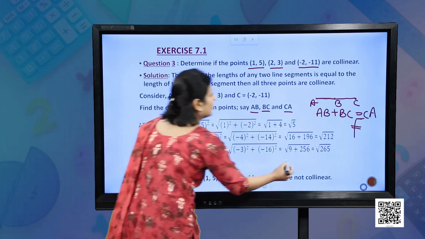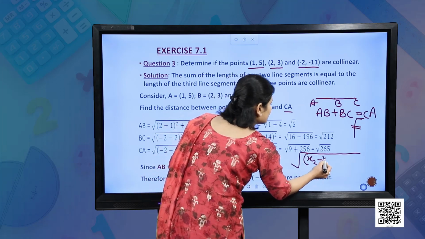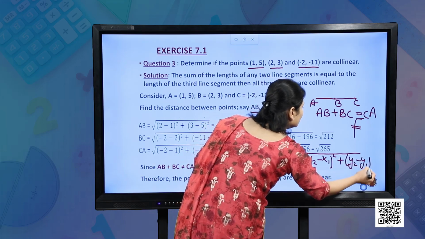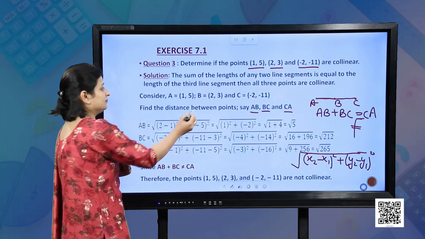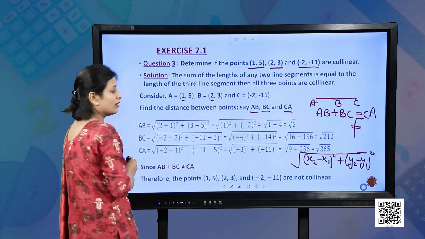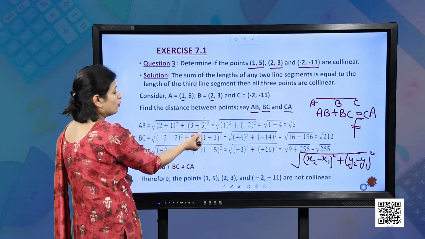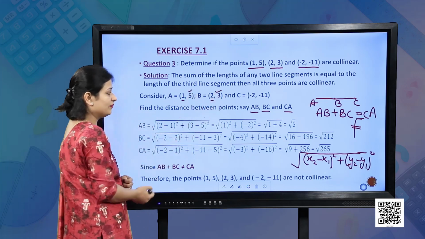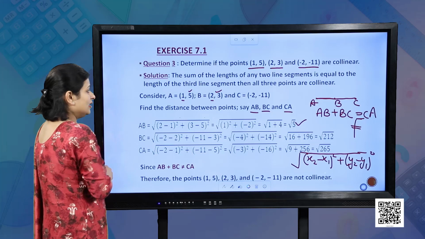What is the distance formula? Square root of x2 minus x1 whole square plus y2 minus y1 whole square. For AB, what is x2? This is x2, which is 2. What is x1? 1, which is x1. So, 2 minus 1 whole square plus y2 minus y1, this is y2, this is y1. So, 3 minus 5 whole square. After solving, what will you get? Root 5.